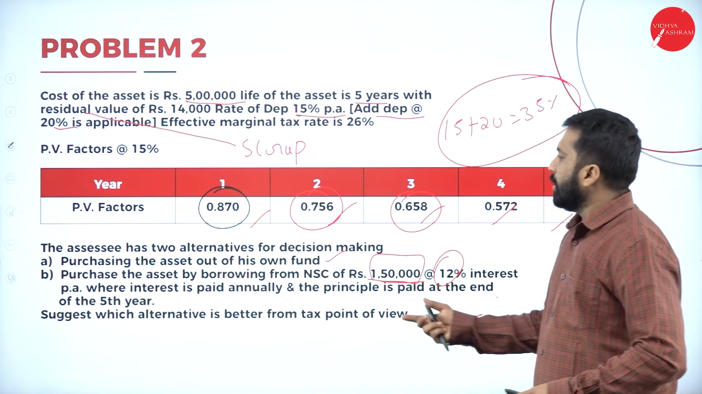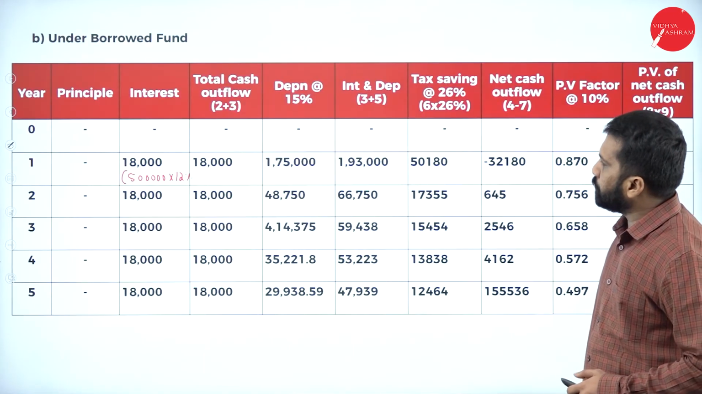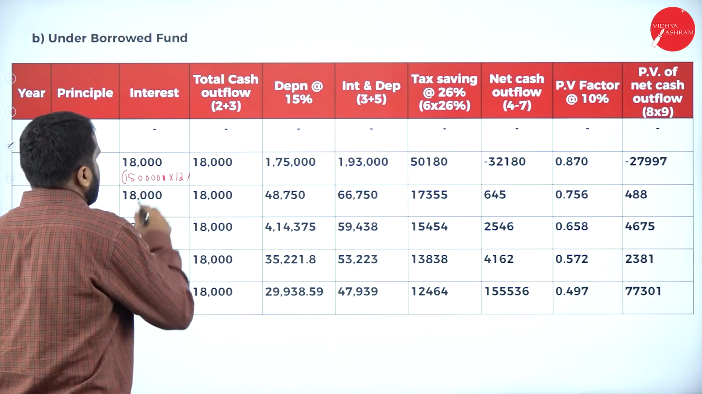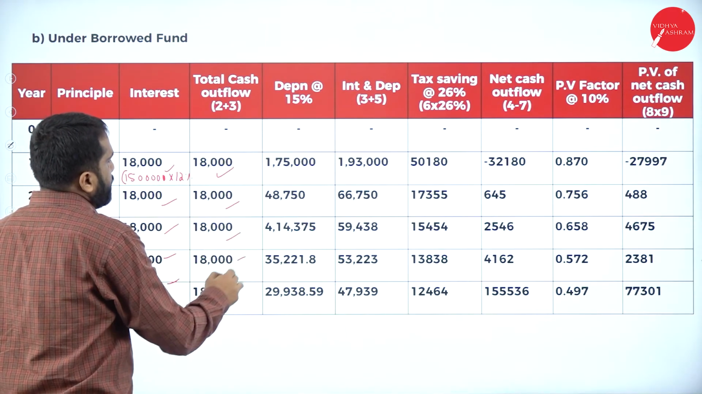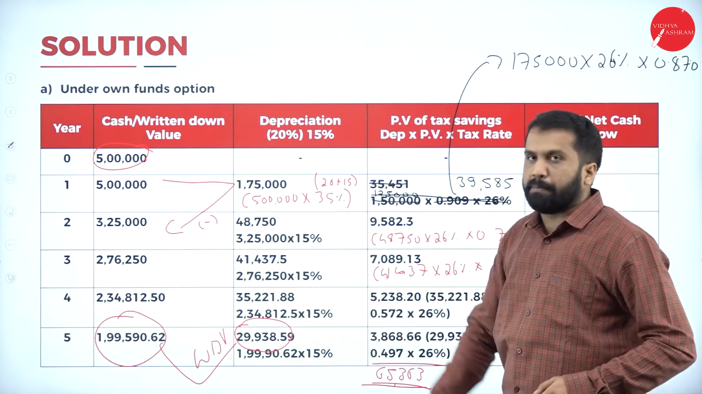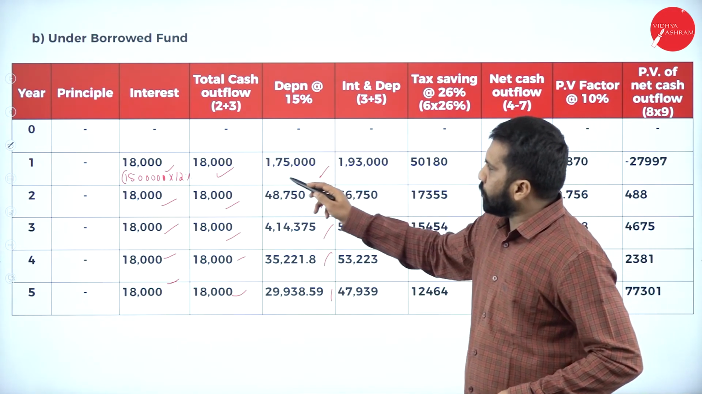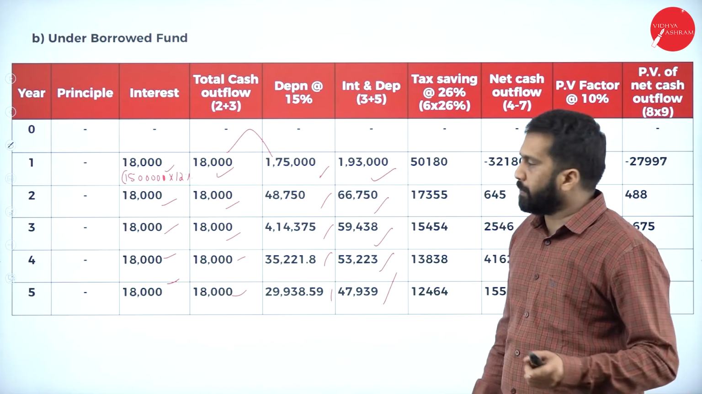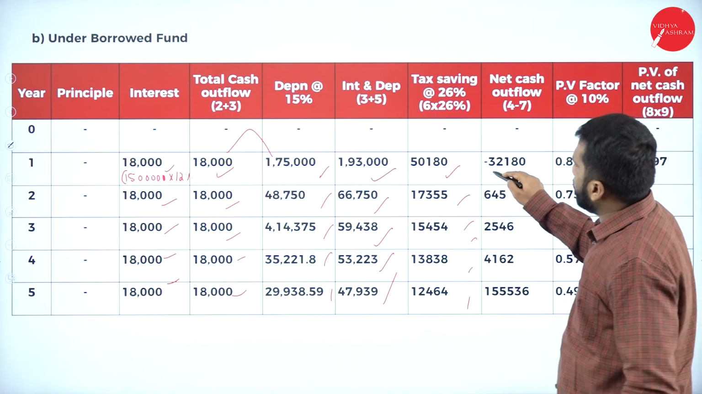Even though the value is 5 lakh, you have taken a loan of 1,50,000 at 12%. So 1,50,000 into 12%, all this calculation. Your interest is 18,000 and depreciation you already calculated in the previous one. Same depreciation, copy paste. Now what is the total of these two? 193, 66, 59, 53, 47. Multiply with your tax.